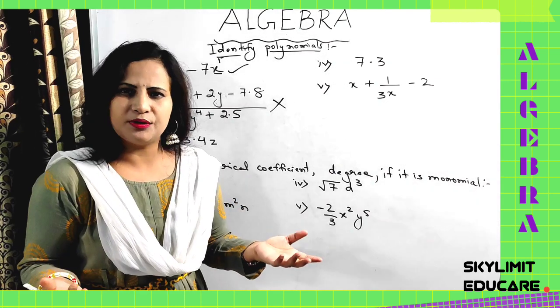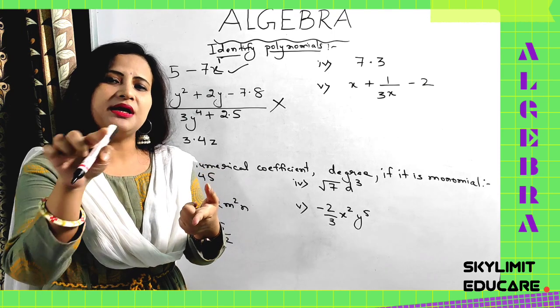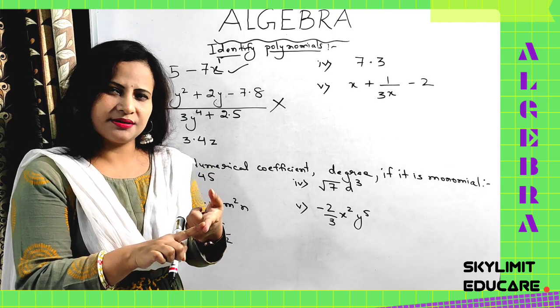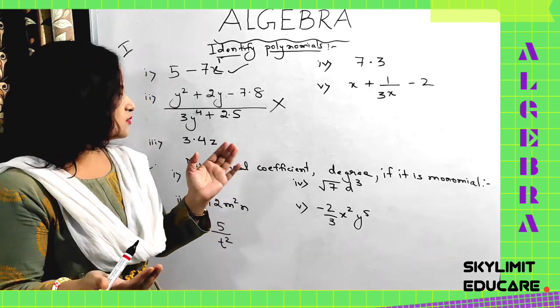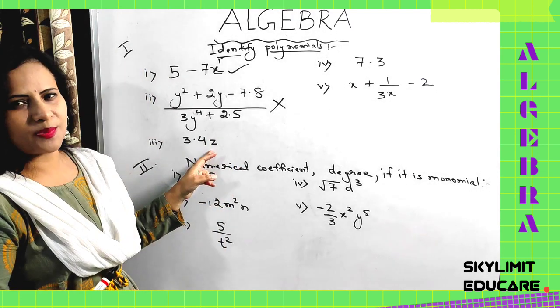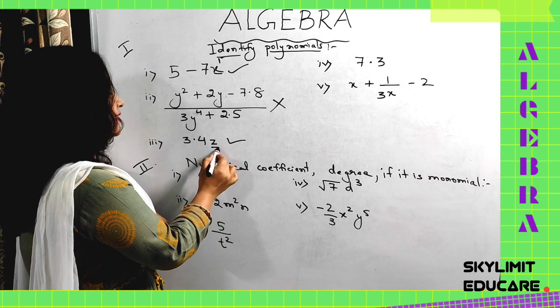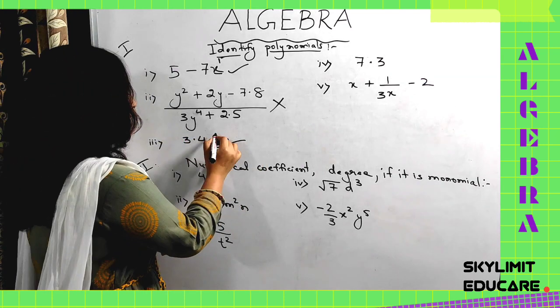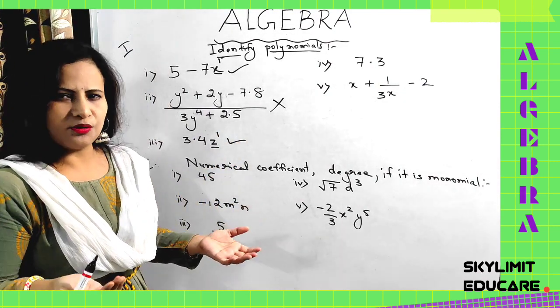3.4z. It's a polynomial, right? I told you already, a polynomial can also be a monomial. The terms can be 2 or more than 2 also, but it can also be a monomial. So it's a polynomial. Clear? This is correct because it has only one variable z and no power, meaning the power is 1, and the power is non-negative. So it's a polynomial, right?